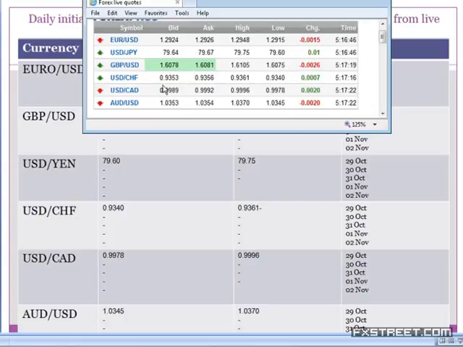Then in the case of CHF, 93.40 was the low and 93.61 is the high, and they are not breached, so they are making small swings here. In the case of Canadian dollar, 99.78 is the low and 99.96 is the high. They are not breached. See how we are 4 pips short of the parity in the case of Canadian dollar, and they are trying to hold it that way. And that is the way they create the uncertainty. In the case of Australian dollar, 1.0345 is the low, 1.0370 is the high, and they are not breached.